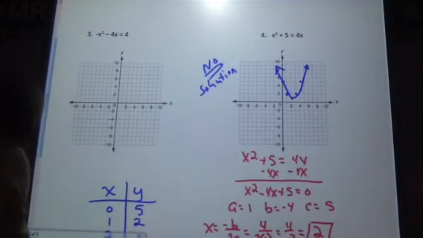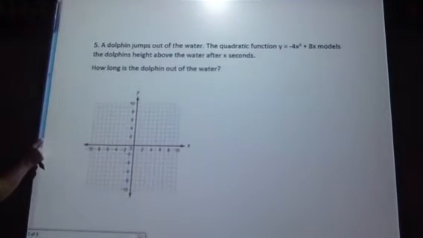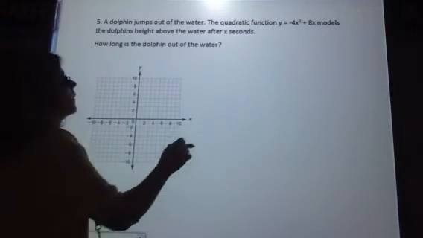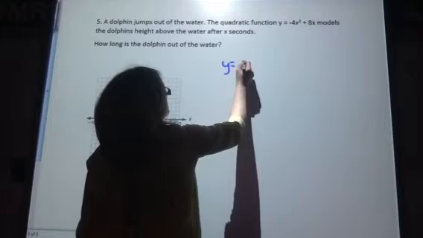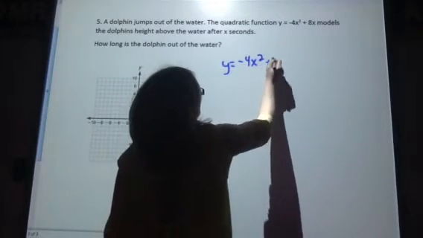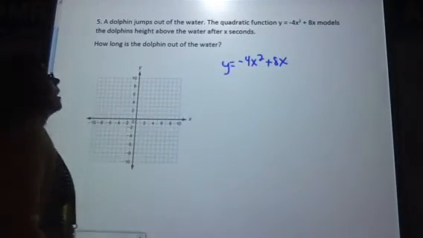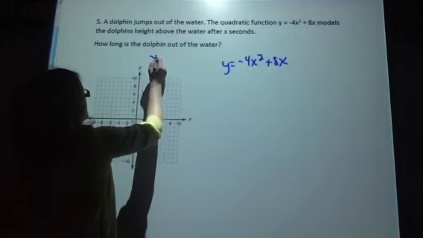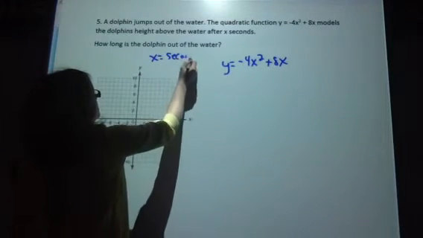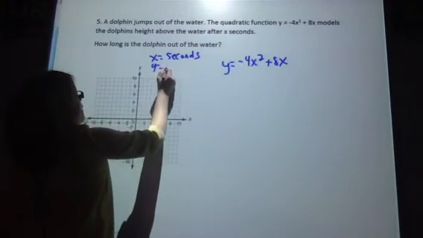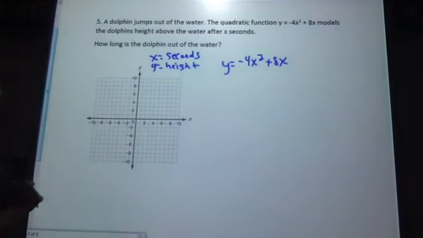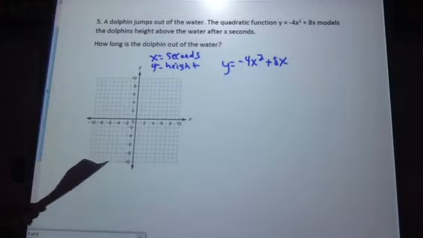All right, our last one coming up, and it is a word problem. All right, a dolphin jumps out of the water with this quadratic function. The quadratic function models the dolphin's height above the water in x seconds. So x equals seconds, and y equals height. How long is the dolphin out of the water?